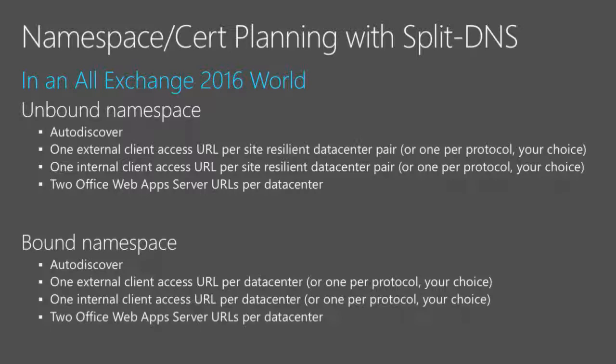In the bound namespace model, you're also going to see we need autodiscover, an internal URL, an external URL, and two Office web app server URLs. That's really hard where it's still OWA. I hope they pick a different name because I'm going to be totally confused for about the next 10 years. So you'll notice, though, that it also says per data center in the bound namespace model because we're going to direct the traffic to the particular data centers they need to be in.